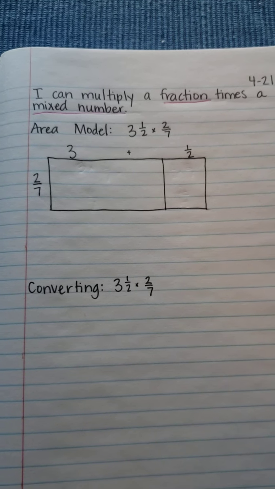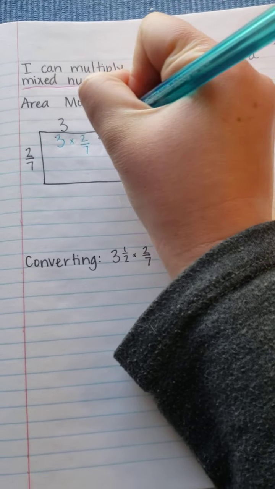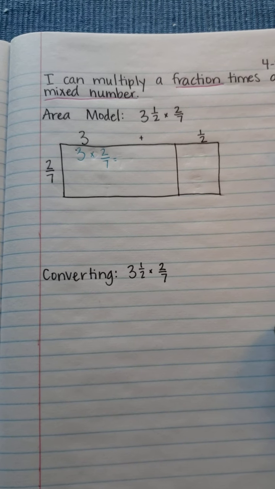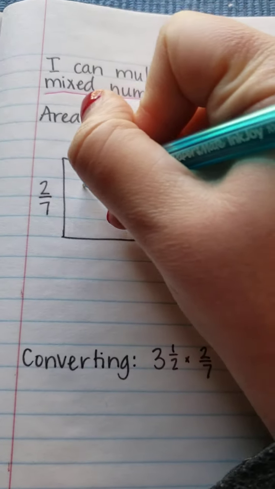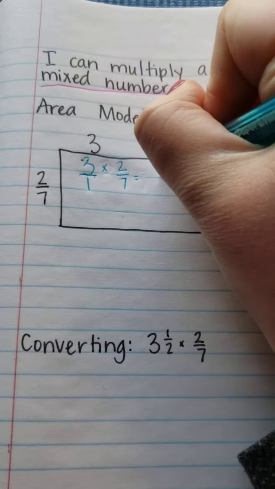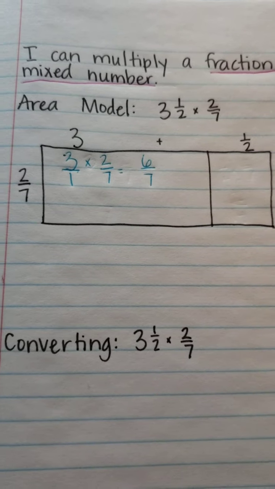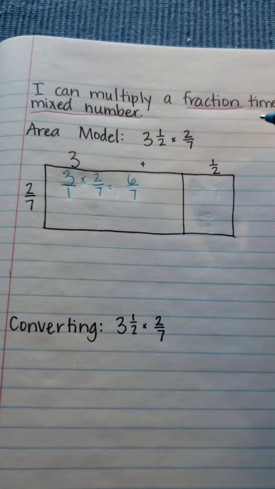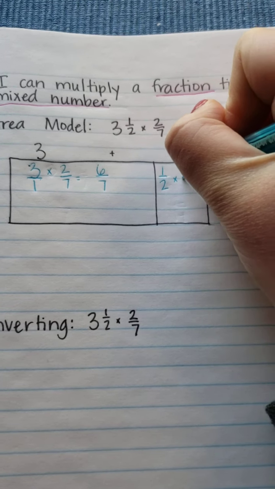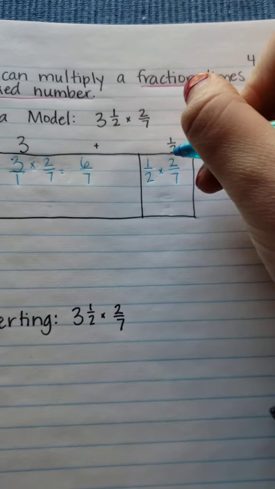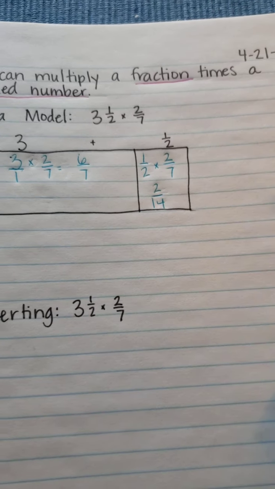So inside the boxes, I'm going to show 3 times 2/7. So I'm going to multiply my whole number times my numerator. And I get 6. And 1 times 7 is 7. So I have 6/7. And then over here, I need to show 1/2 times 2/7. So 1 times 2 is 2. 2 times 7 is 14.